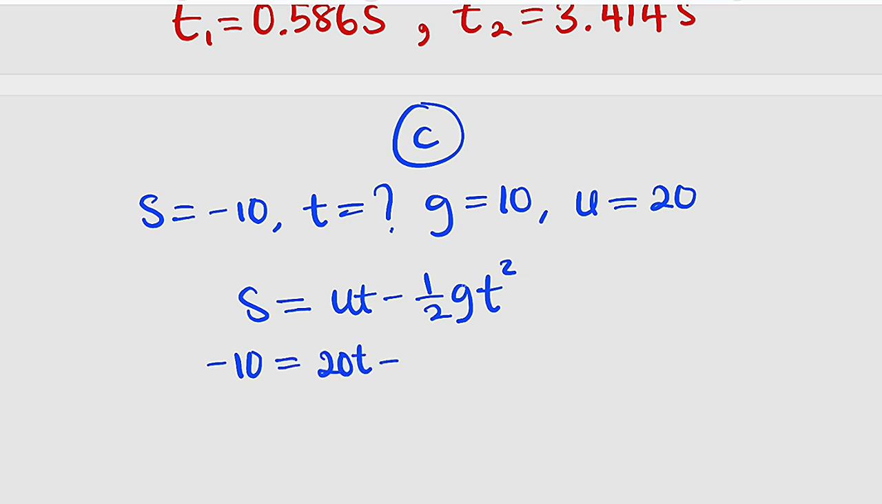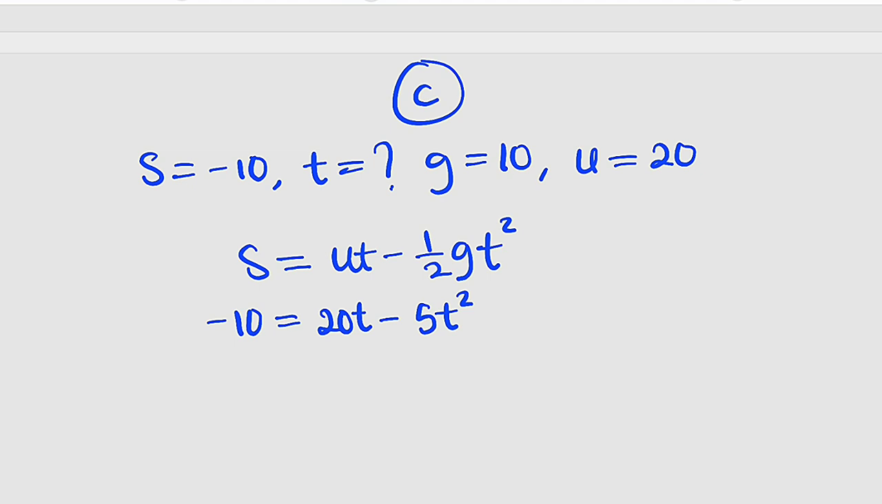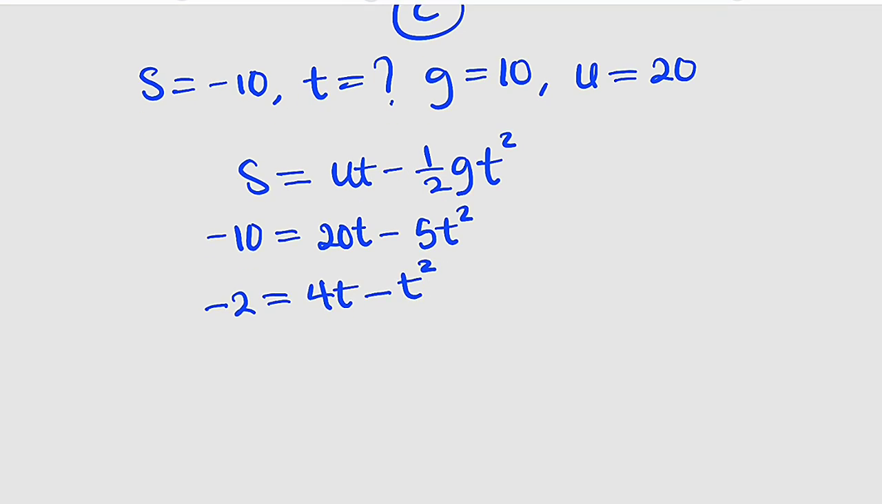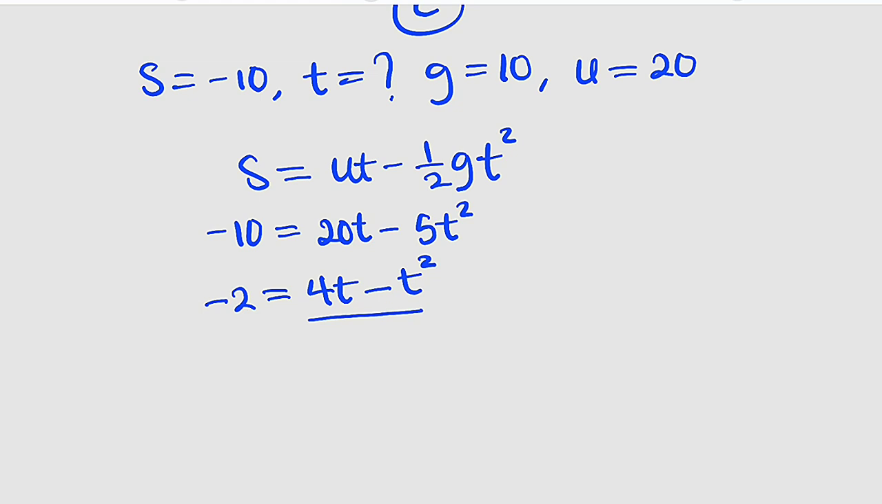Should I write this directly? Because I know g is 10. Half of 10 is 5 t squared. Let's divide every single term by 5. This is going to be negative 2. This is going to be 4. This is going to be just negative t squared. Let's take these 2 terms to the left hand side. We have positive t squared minus 4t minus 2, everything equal to 0.